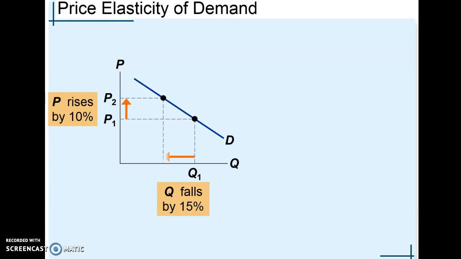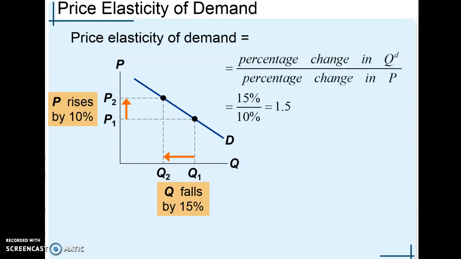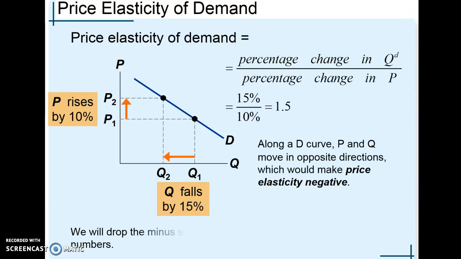So let's consider this scenario where the price elasticity of demand is computed as 1.5. So your price is going up by 10% and your quantity demanded is falling by 15%. You do not have to consider that even though price and quantity are moving in opposite directions, your price elasticity would actually be negative. We're going to ignore the negative and you will always get a positive number.